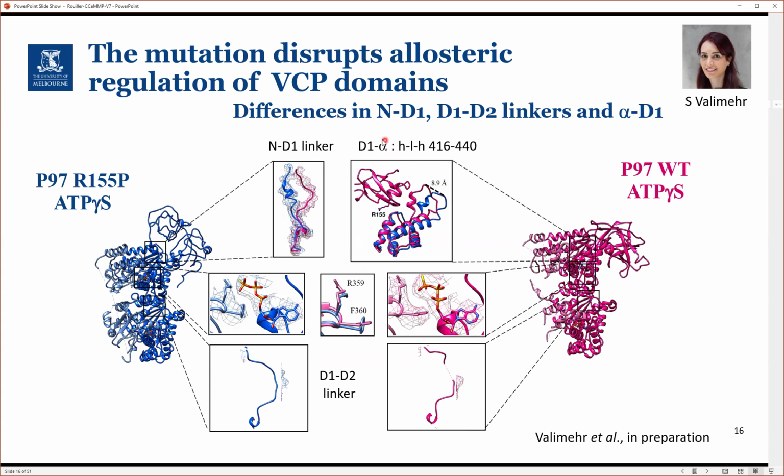She also showed that there was a small domain movement in the D1 ring, especially in the alpha subdomain, which is important for coordinating the motion in the D1 ring. So overall, our work showed that the mutation disrupted the allosteric regulation of VCP.